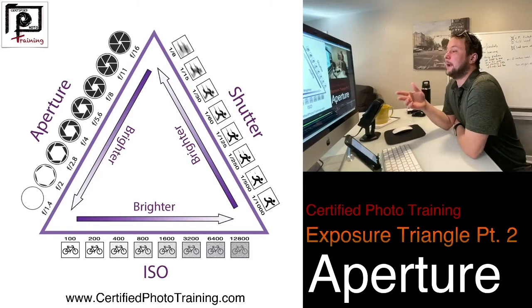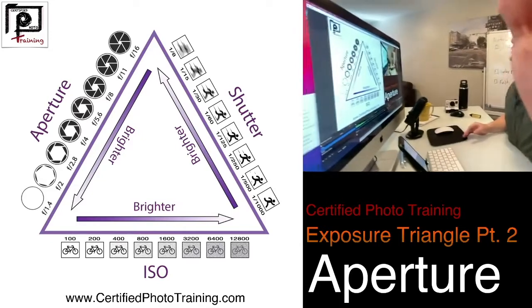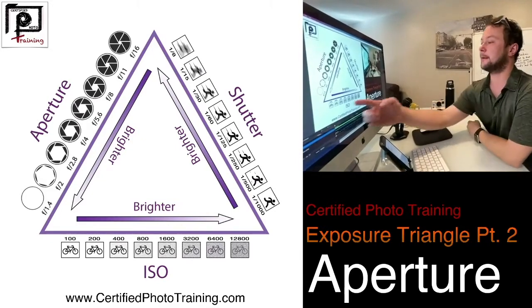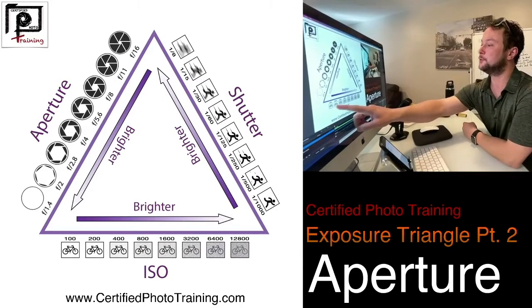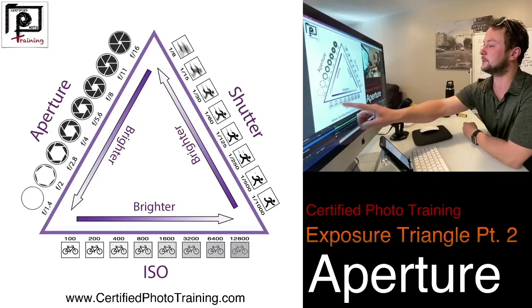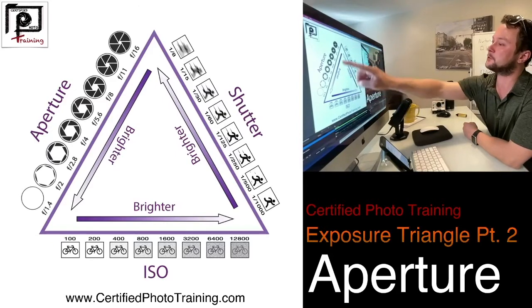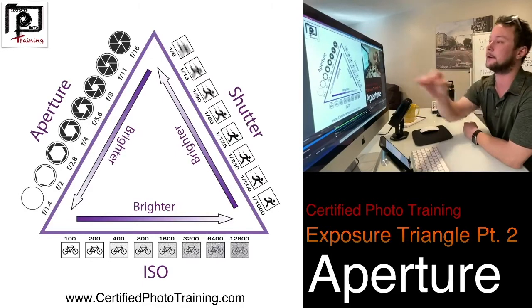So talking about the scale, remember yesterday we talked about the ISO scale, and every time you duplicate your ISO number, you're getting one more stop of light. So every time you increase your ISO, you're getting a brighter image. Well, the brighter scale for aperture goes the other way. Remember, it's the pupil of your eye. So the wider the pupil of your eye, the brighter it is, because it's allowing more light in.